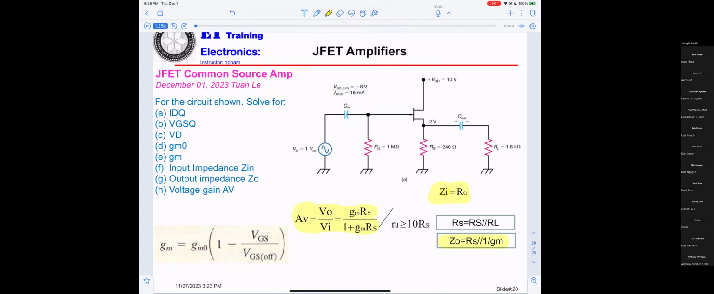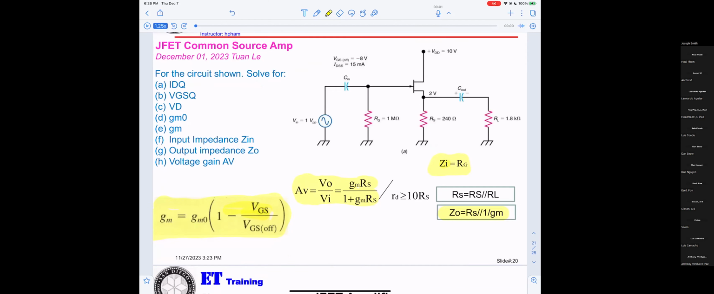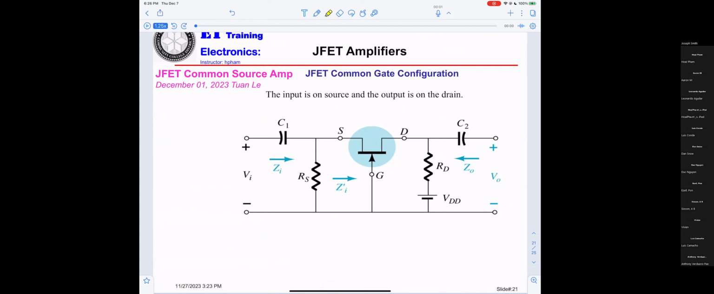Okay, and let's see. So basically on the test, I give you the formula. The only thing is you have to know how to do the calculation. Okay, last one, common gate.